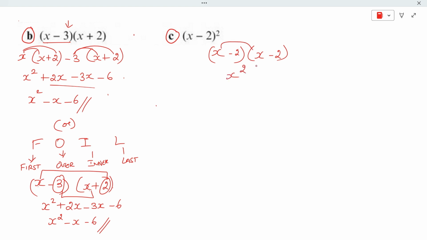So I'm doing the FOIL method. First term times first term is x square, and the outer, that is x times minus 2, is minus 2x, then the inner term minus 2x, and the last term minus 2 times minus 2 is positive 4. So it is going to be x square minus 4x plus 4.